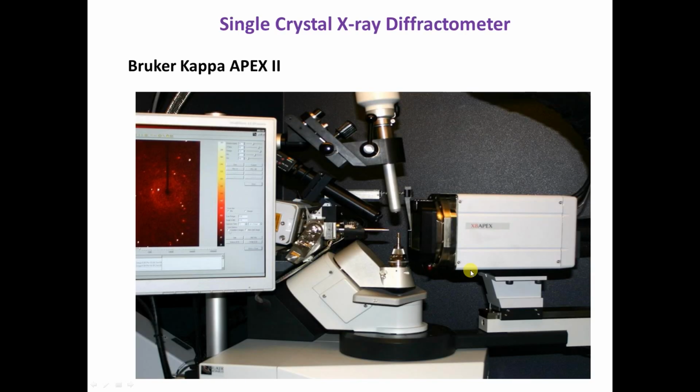So this microscope facilitates setting up the crystal exactly at the center of the goniometer system. It ensures that the incoming X-rays from the X-ray generation tube fall on the crystal which is placed at the goniometer head.